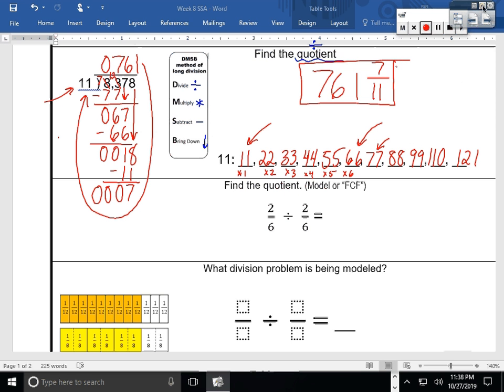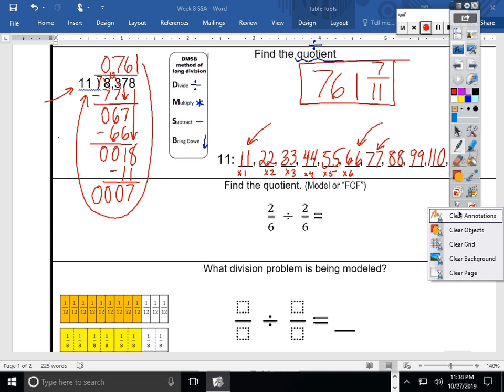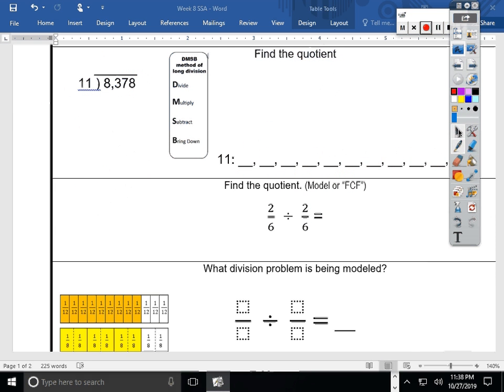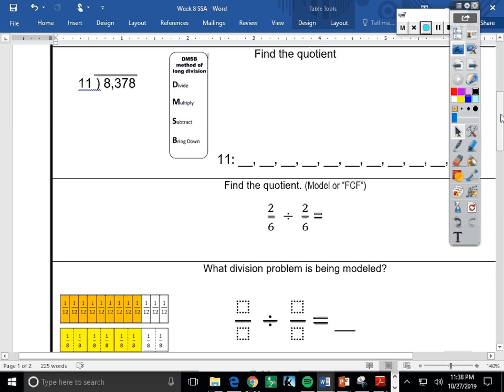Those long divisions I know are tricky for a lot of us, so I don't want you to quit on me. I know the algorithm is a tough thing to move yourself towards, but we're starting to get there. I'm seeing it in the classroom.